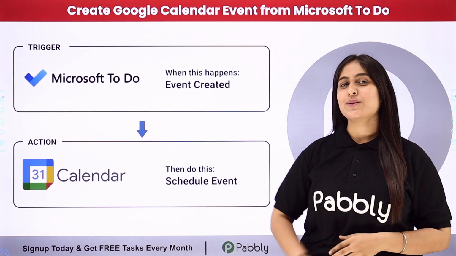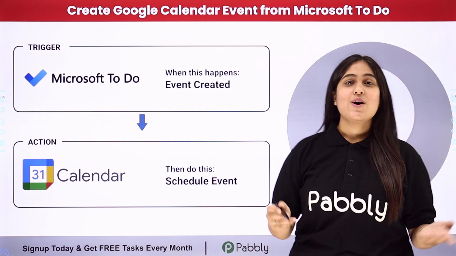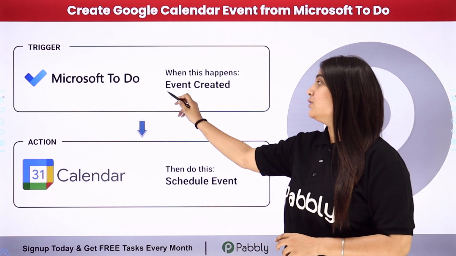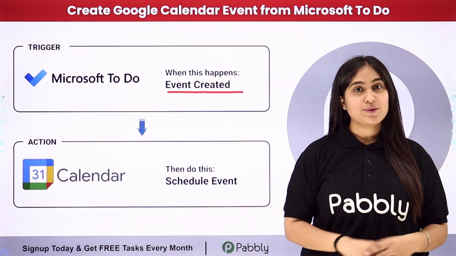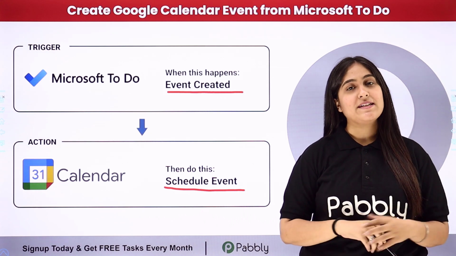So in this video, we are going to learn how to create Google Calendar event from Microsoft To Do. So in this case, I want whenever a new event is created in my Microsoft To Do, automatically that event should be scheduled in my Google Calendar on that specific day.